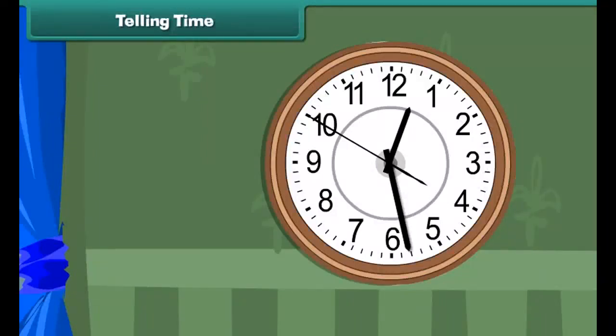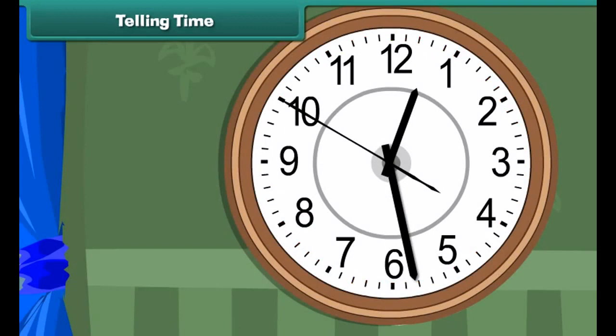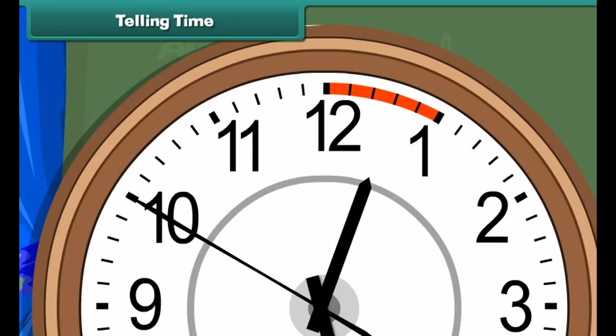Telling time. Every clock has 2 thick needles. They are known as the hands of the clock. The shorter one indicates the hour and is called the hour hand. The longer one indicates the minutes and is called the minute hand. If you look carefully, there are many small divisions between the numbers of the clock. There are 5 equal divisions between any 2 numbers.